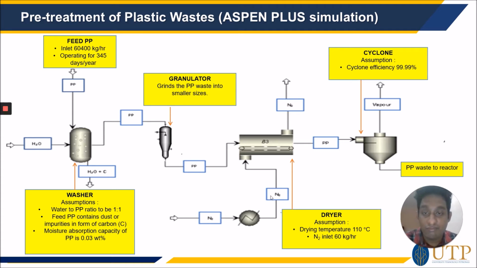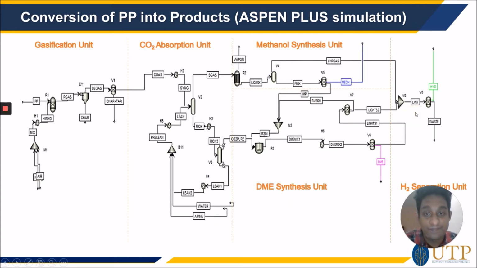hour. In the last pre-treatment process, PP enters a cyclone before it enters the gasifier. This is done to separate the gas and solid products by rotational and gravity means. The assumption made here is that cyclone efficiency to be 99.99%. So the entire pre-treatment process is carried out to ensure smooth feeding of PP to reactors in the later processes for better conversion.